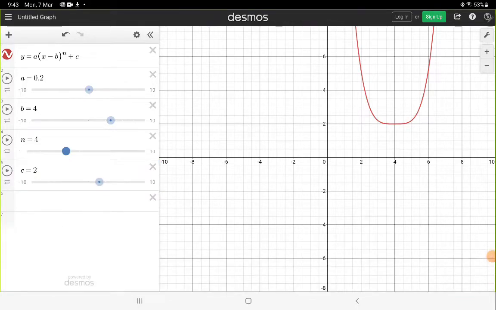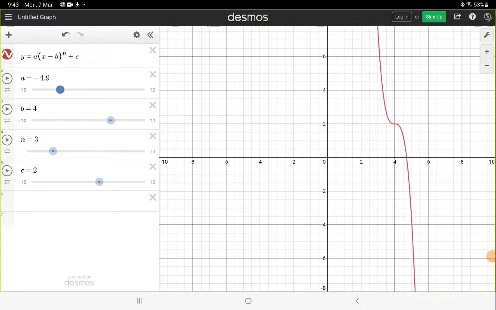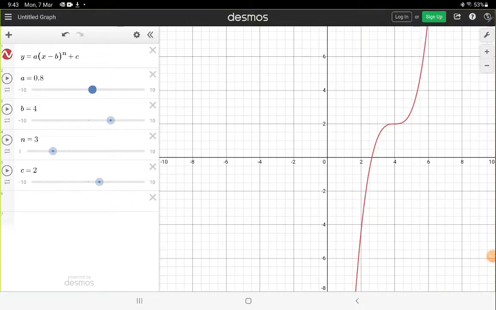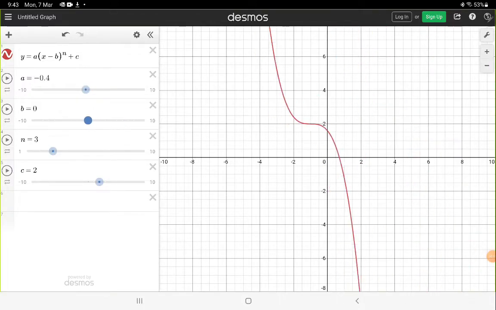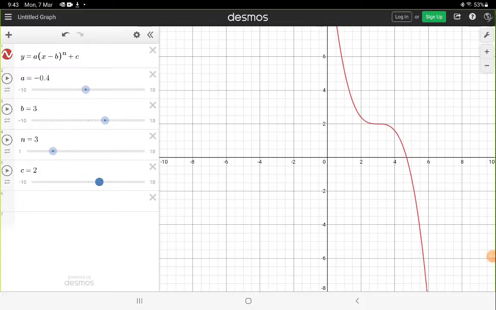Just going back to cubics for a second, if I do make a negative, it just changes whether it is increasing or decreasing. Just like before, b and c control where that horizontal point of inflection is. So let's take some notes.